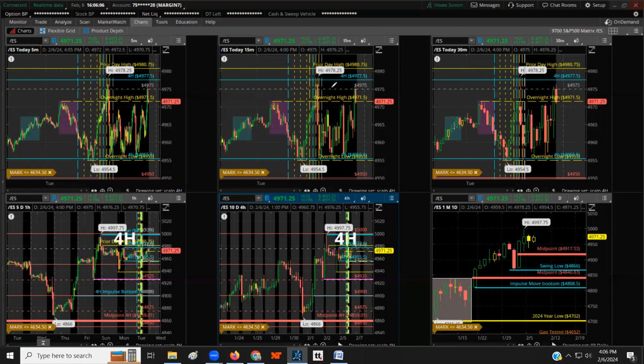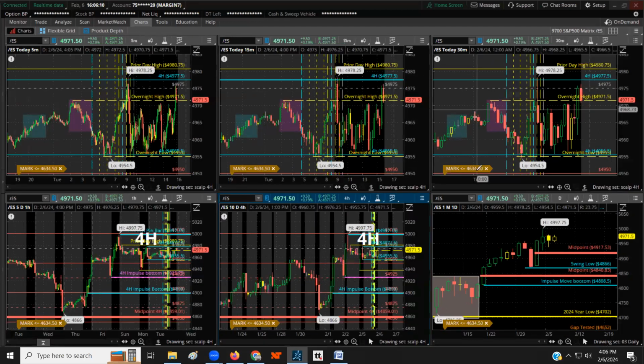And I have here opened up a matrix. My matrix is multiple time frames, but it's here for one financial instrument. This one being particular S&P 500. I'll be looking at the daily on the bottom right here. Identify if we're still in this range, above or below.